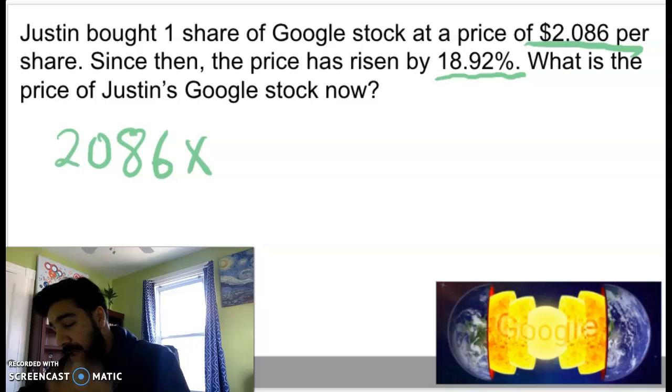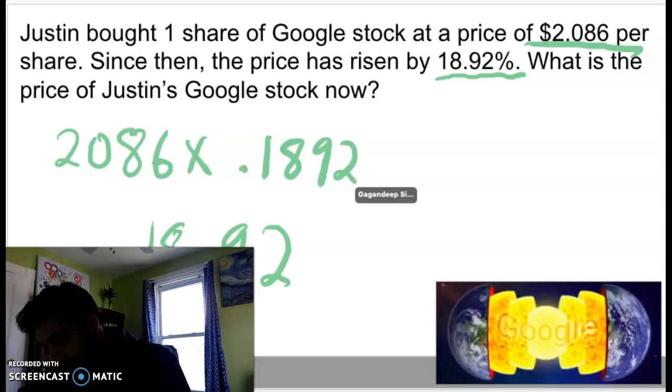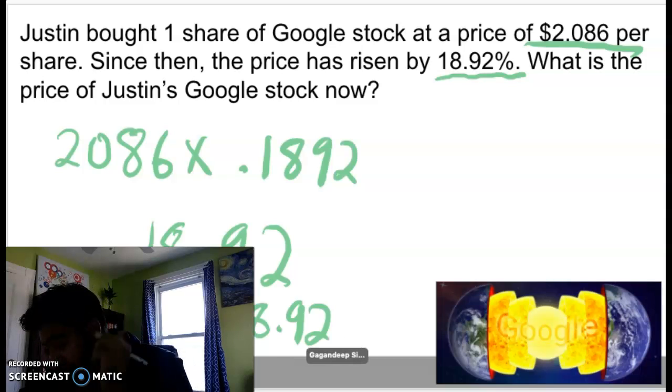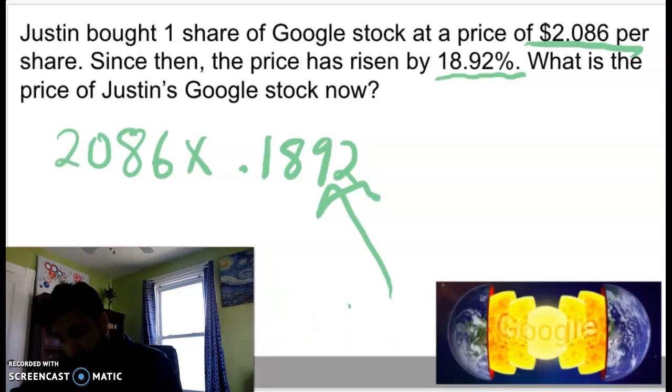And then remember, if that also does not work for you, okay, hold on 1 second. Remember, we're moving it 2 places, so we got a 0.1892. If that also doesn't work, think about it as dividing 18.92 by 100. And we're still going to get our 0.1892, right? And now we're going to go ahead and multiply those together. Let's see what we get.